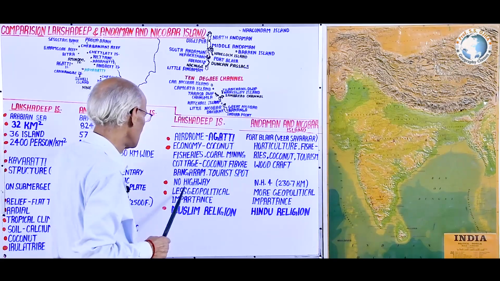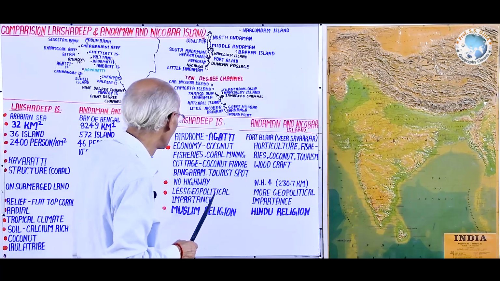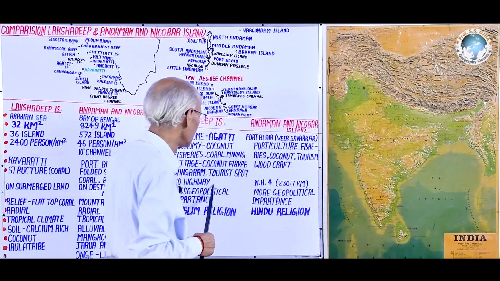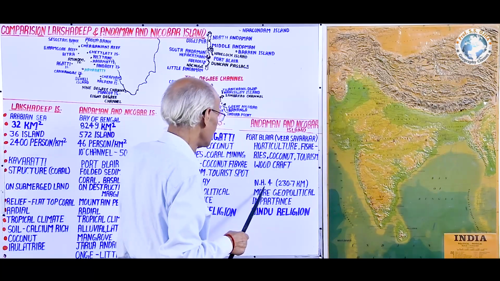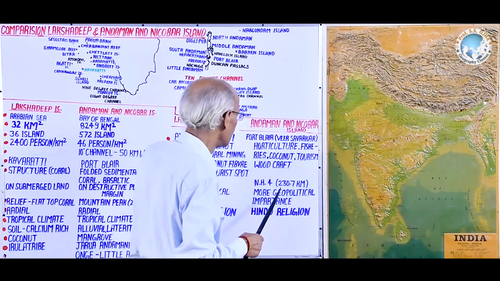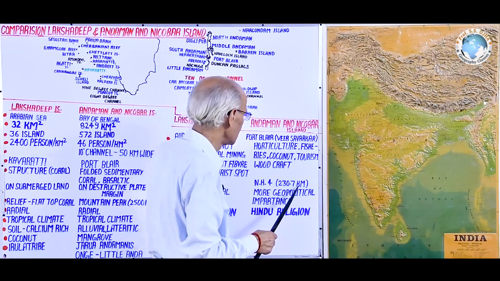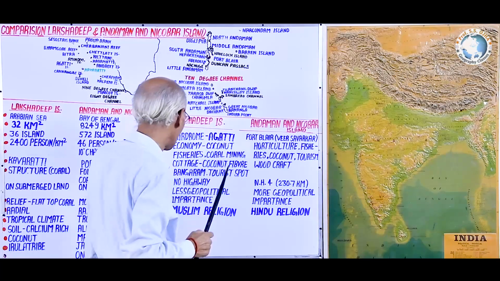In Lakshadweep, there is no highway. There is only one aerodrome, because these are of very short distance. Contrary to it, in Andaman and Nicobar, there is the very important National Highway number 4 that runs for a distance of 230.7 km and connects Diglipur and Port Blair.